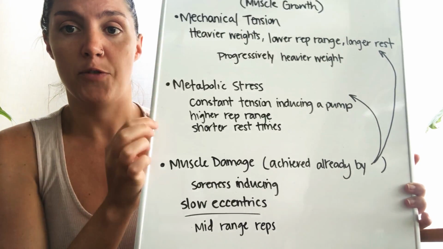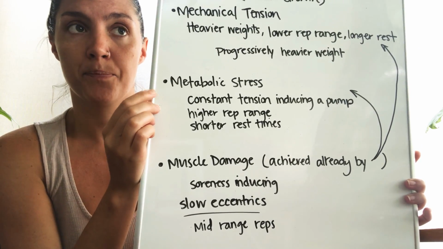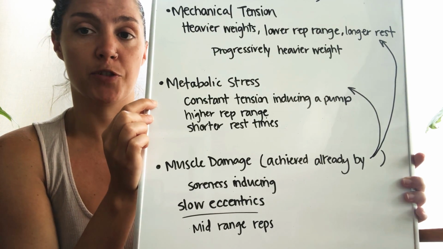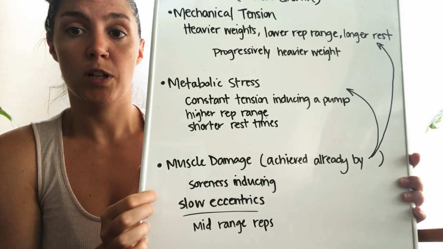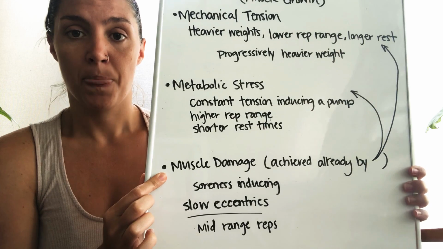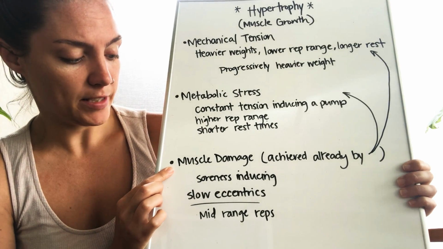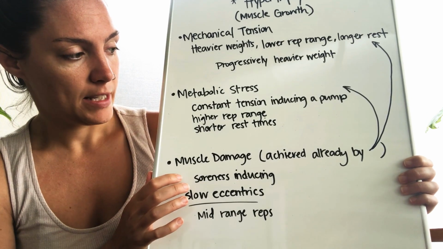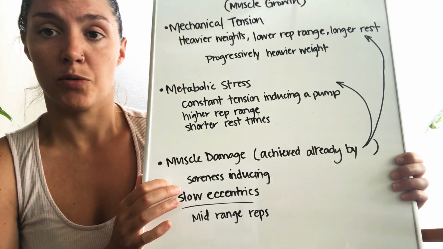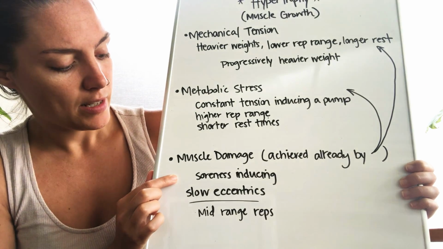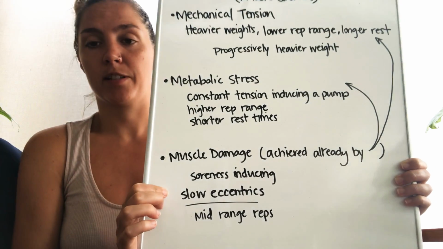So then you go to muscle damage, and this is actually achieved through metabolic stress and through mechanical tension. If you're doing the mechanical tension and the metabolic stress properly in your training, you will already be achieving muscle damage. But if you wanted to take it a step further and induce muscle soreness, that's what this does. It induces a soreness in the muscle. That's what it's made to do. And you do that by doing slow eccentrics.